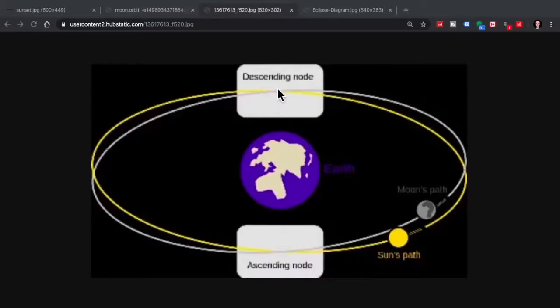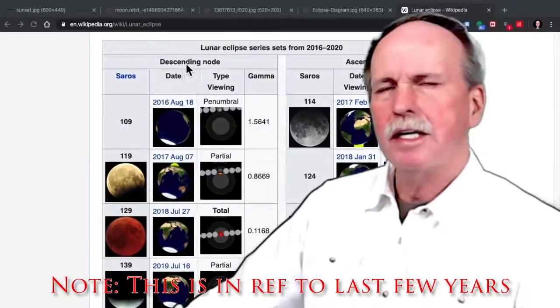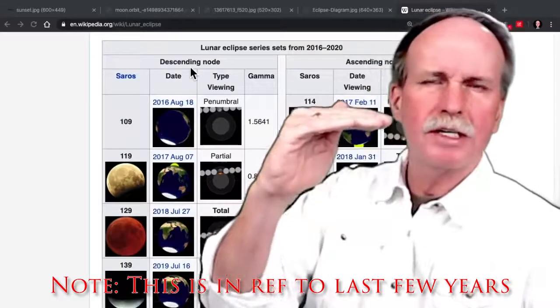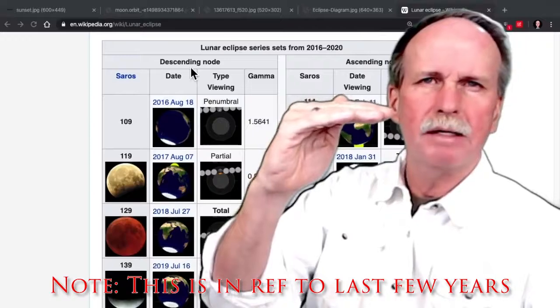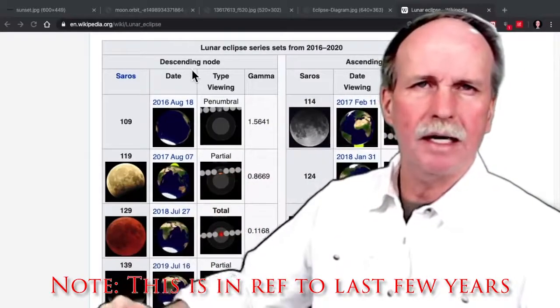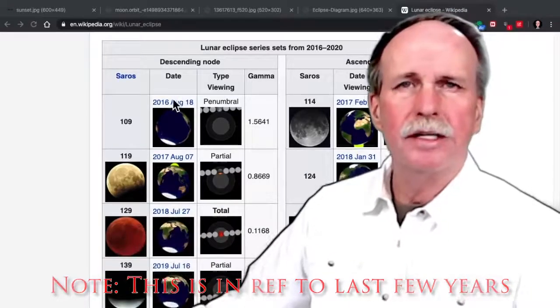These occur during very specific times of the year. Now, as you can see, during the summer, we're in the descending node. And as you recall, the descending node is when the moon's orbit starts above the ecliptic and then descends down through the ecliptic and out the other side. These eclipses occur in the summer.